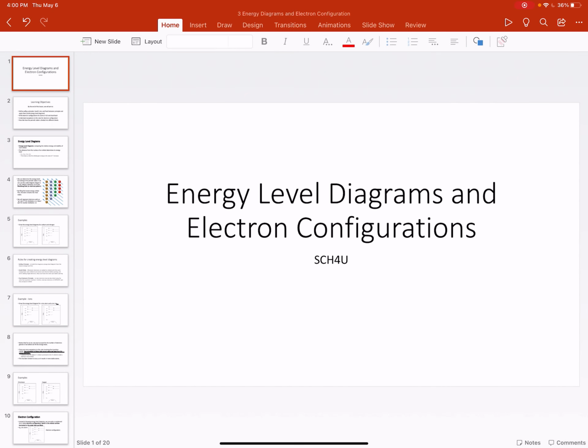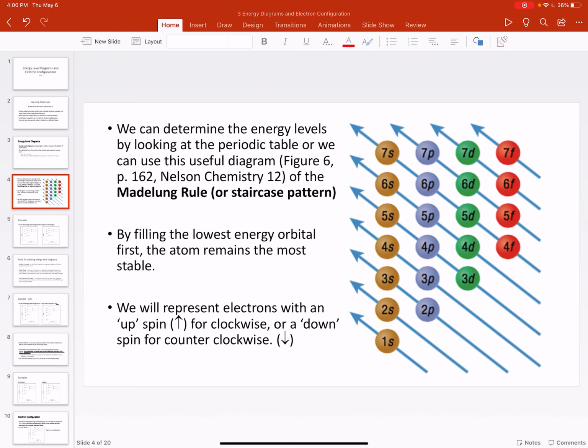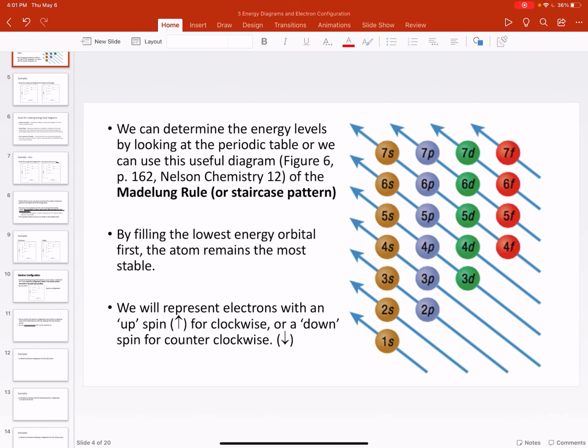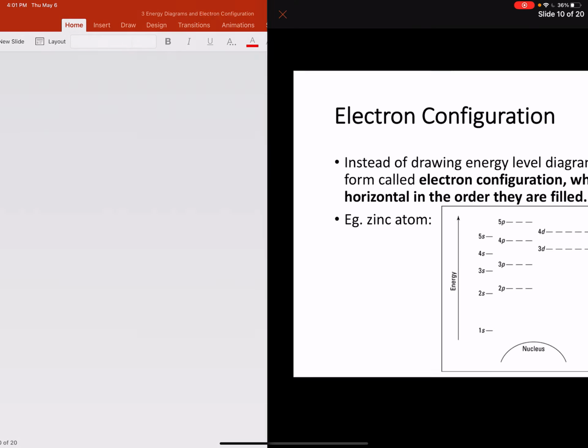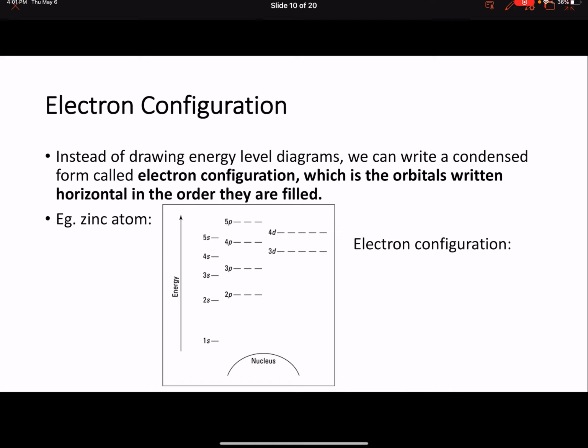In part one, we went over energy level diagrams and the arrangement of the electrons. So which orbitals they fill and the subshells in which order, because it's based on proximity and energy. And we left off with the staircase pattern, which told us the order of the energy levels and orbitals that get filled. And then we did some examples. So we're going to pick up from here at electron configuration.